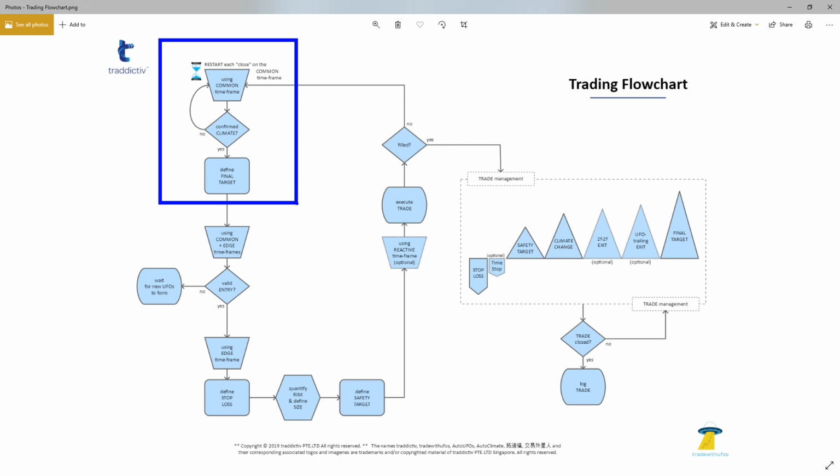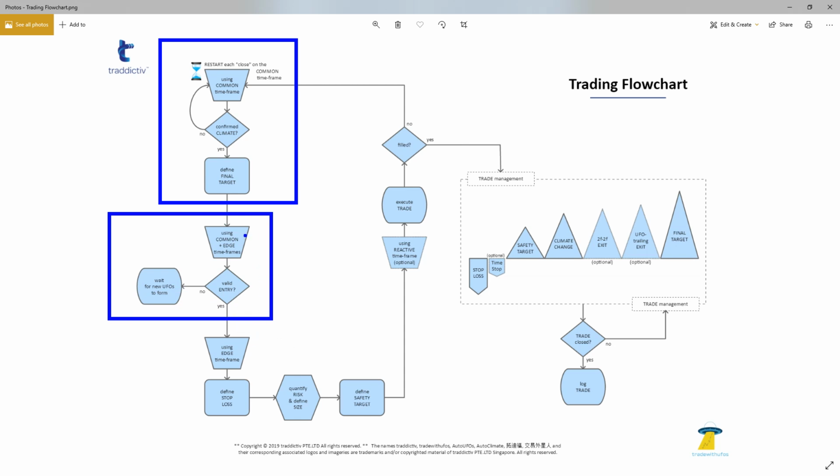Again, this is to increase my probability of reaching target while respecting the market information given to me by AutoUFOs in the form of on-field orders. Anyway, we're going to be using only the common time frame because of everything I said before. From there, we will move into planning the entry, where there is absolutely no change.